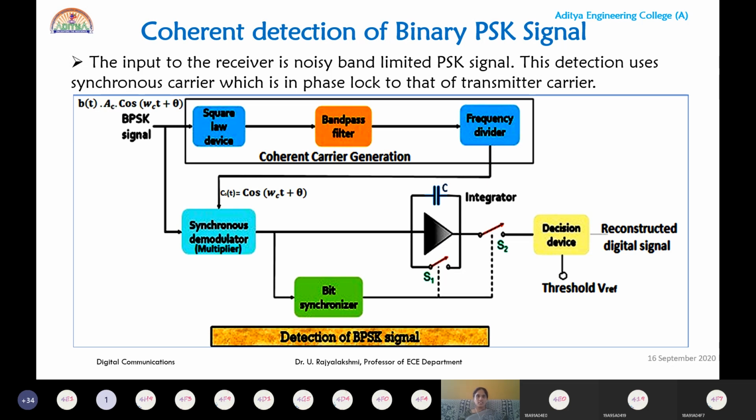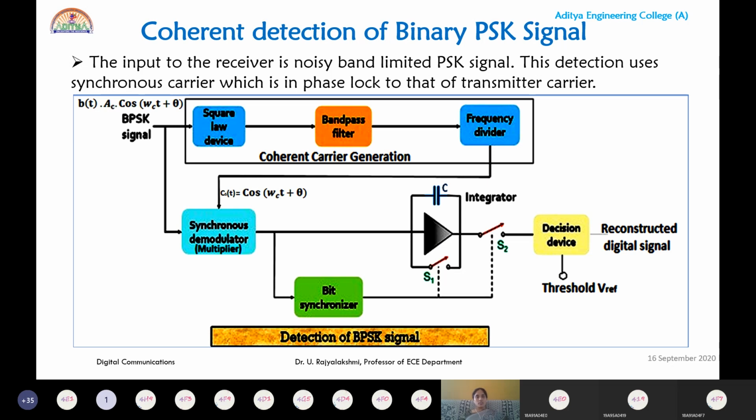What is theta? Theta is the introduced phase deviation, the phase variation due to noisy elements in the channel. The noise present in the channel creates the phase variation, so let that phase variation be theta. That is mainly due to the noise present in the channel.